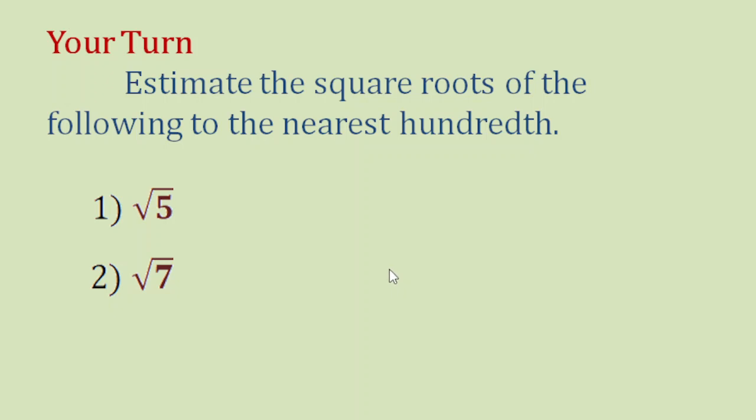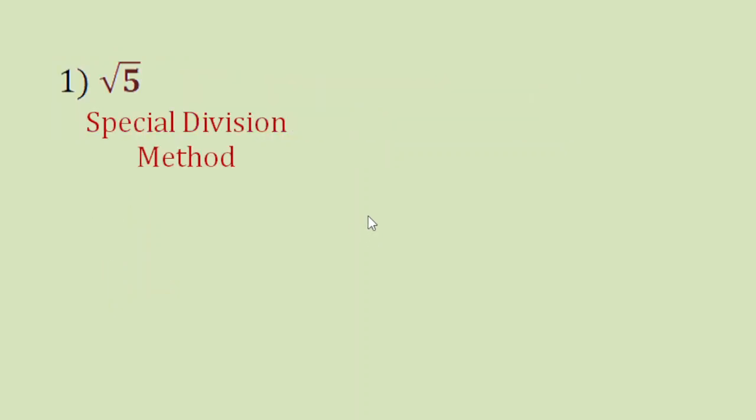Now, I prepared here 2 items for you to work on. Okay, estimate the square roots of the following to the nearest 100. You can pause the video and take time in finding the square roots of these 2 numbers to the nearest 100. If you are done, I can now show you the answer. Okay, by the way, I solved item number 1 using special division method. Okay, I will still explain.